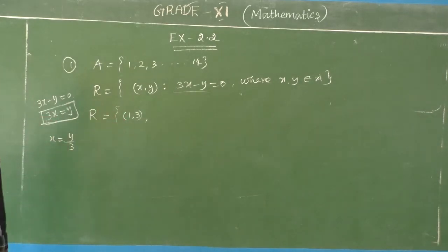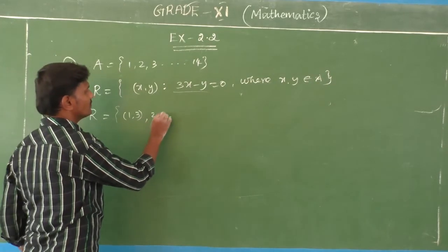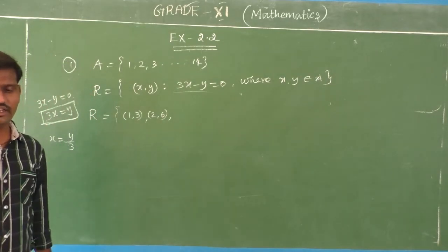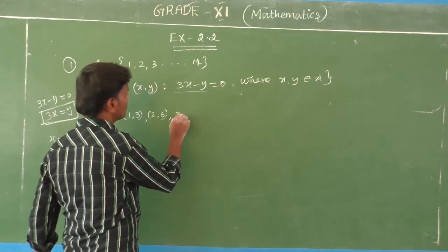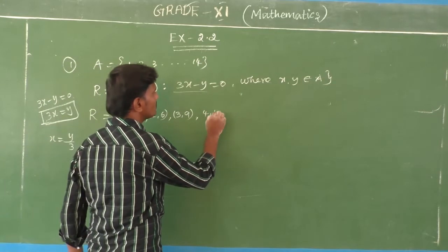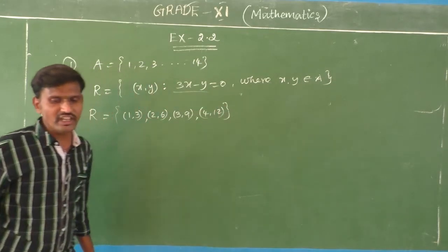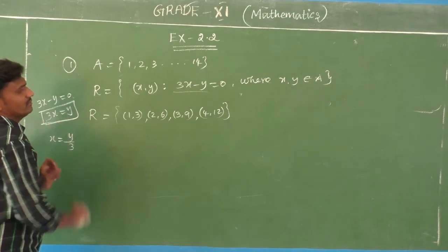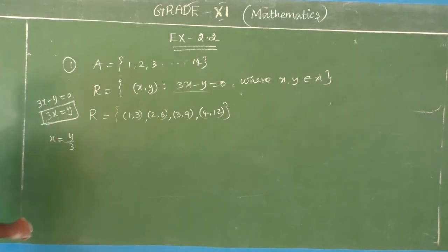Here x and y both are in your set A. So like that I am writing it. Then what will come? (2, 6), (3, 9), then (4, 12). So that's all. These are your ordered pairs. Why? Because only those numbers satisfy 3x equal to y, or x equal to y by 3.